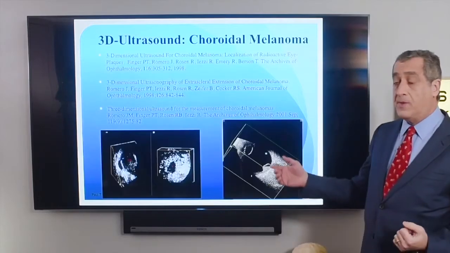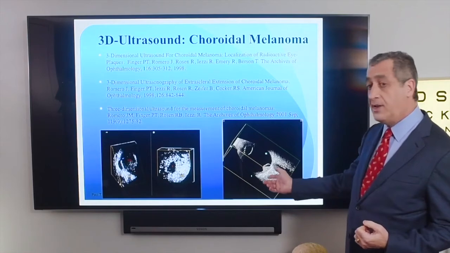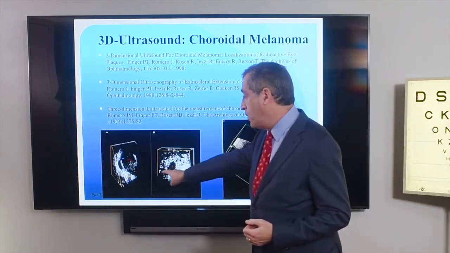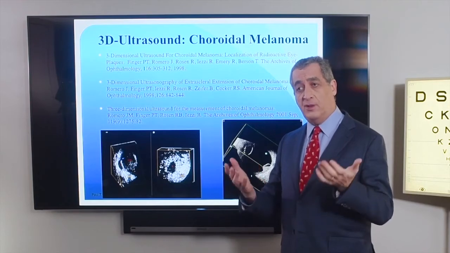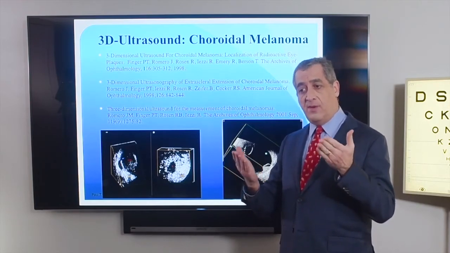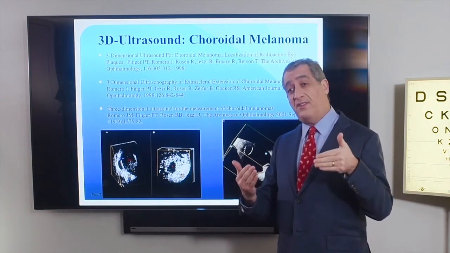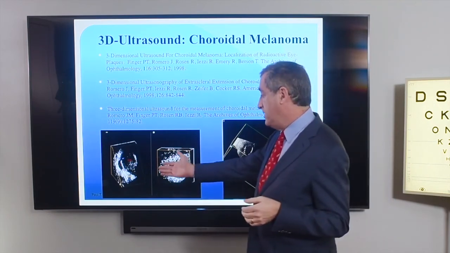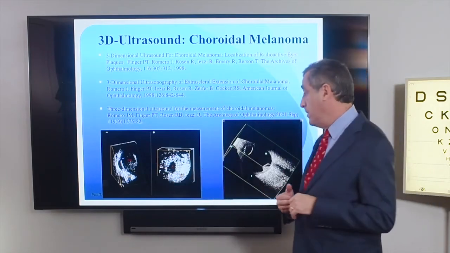For further reading, we have several papers on three-dimensional ultrasound imaging. I particularly like this one where, after enucleation, we went back and looked at the ultrasound, and we were able to reconstruct and find the exact same cut as what the pathologist had of extrascleral extension for choroidal melanoma.